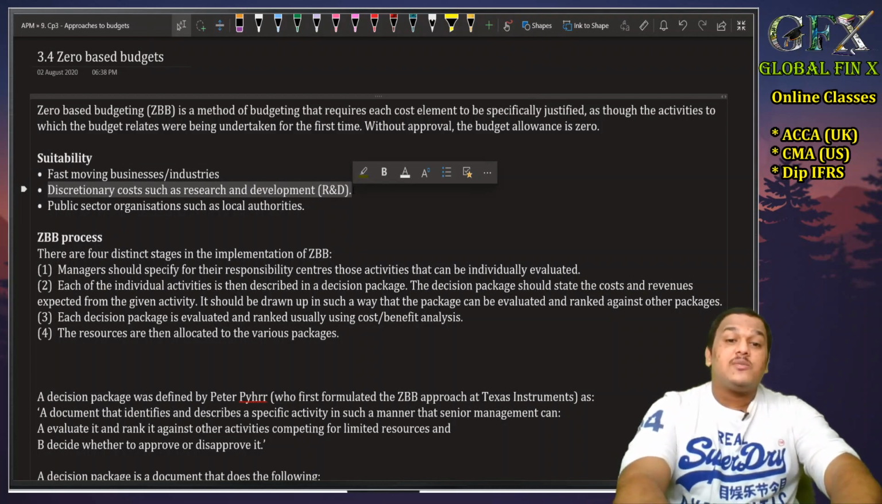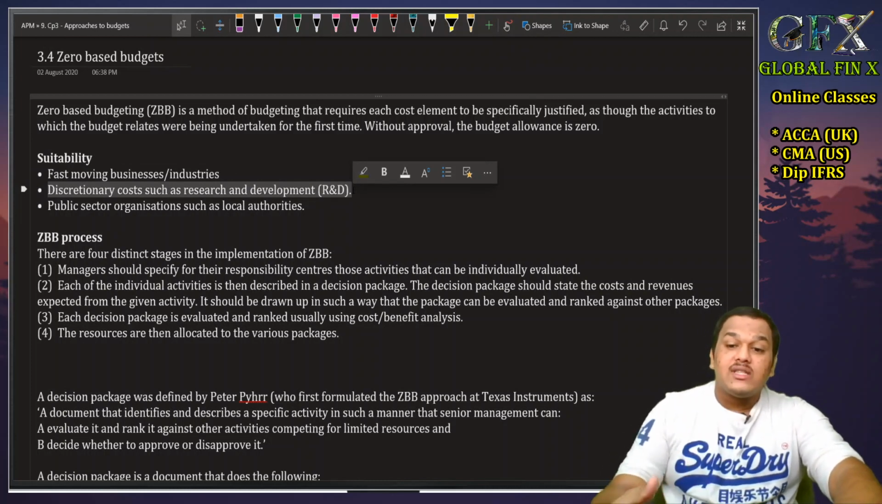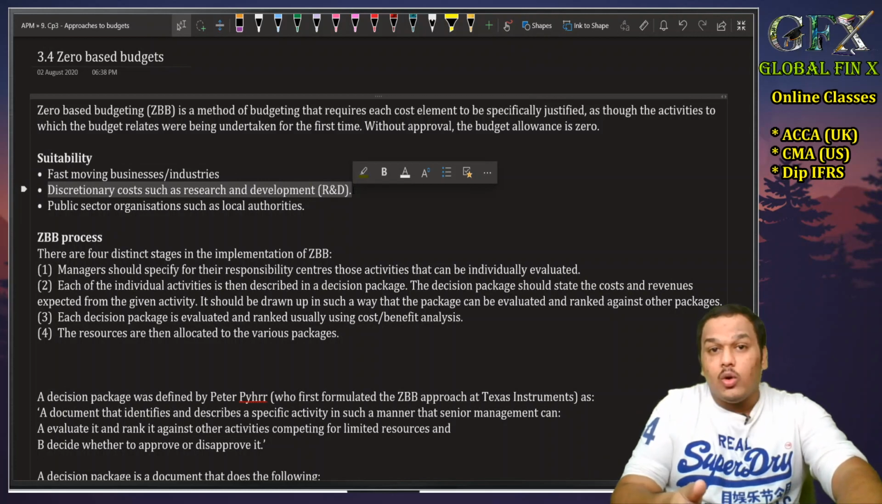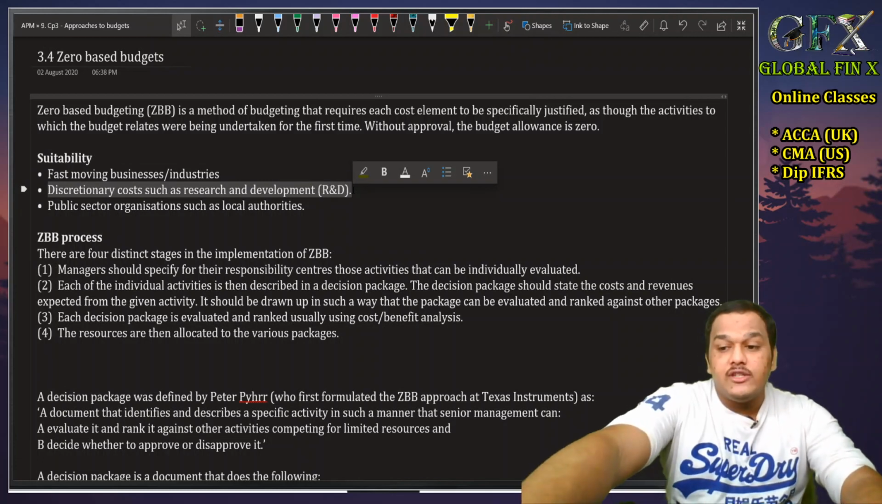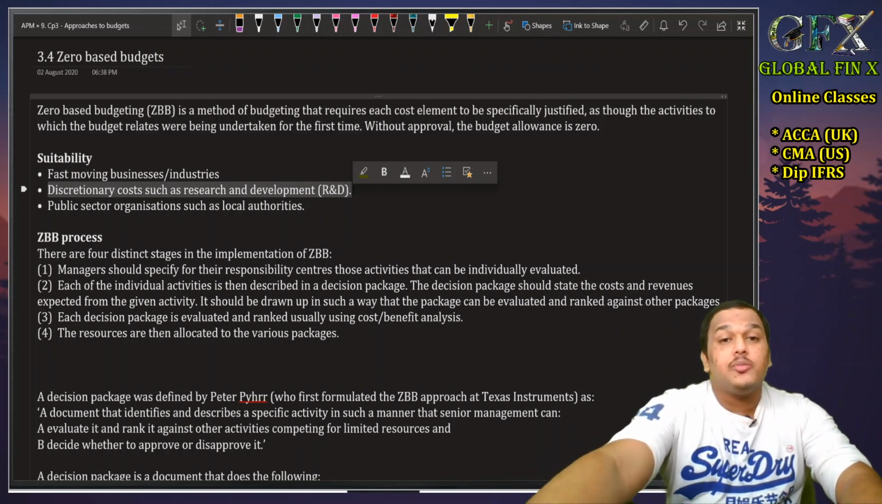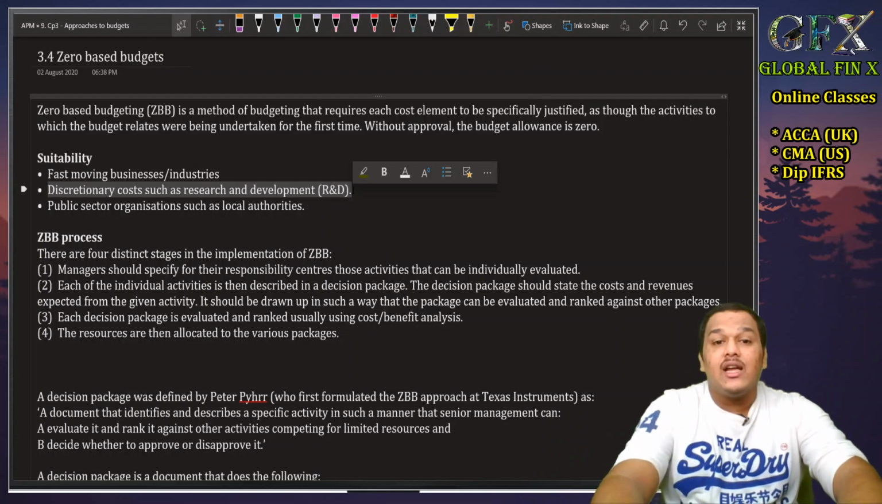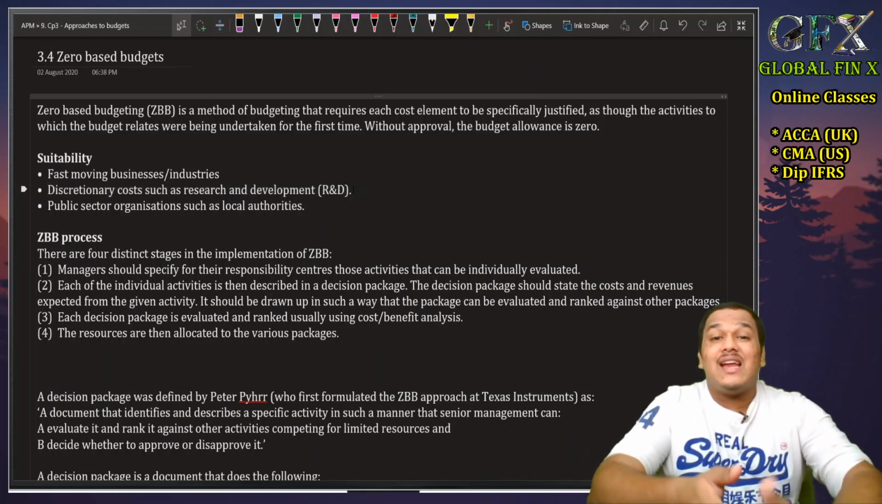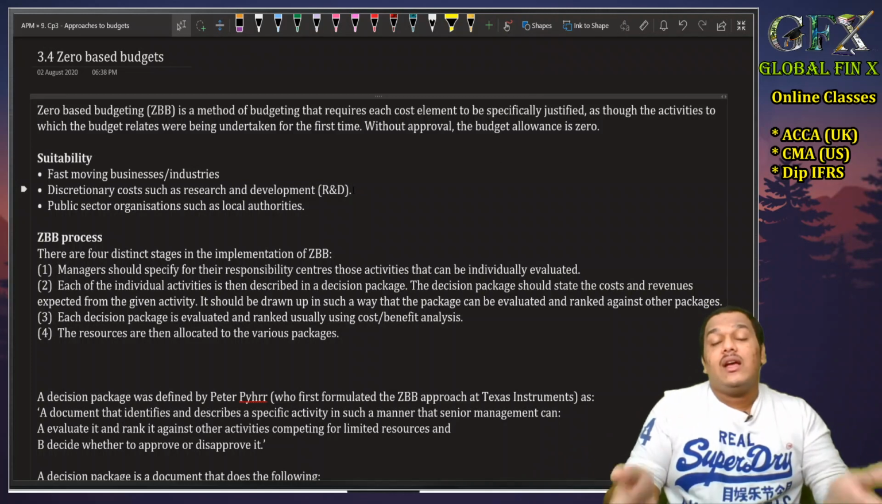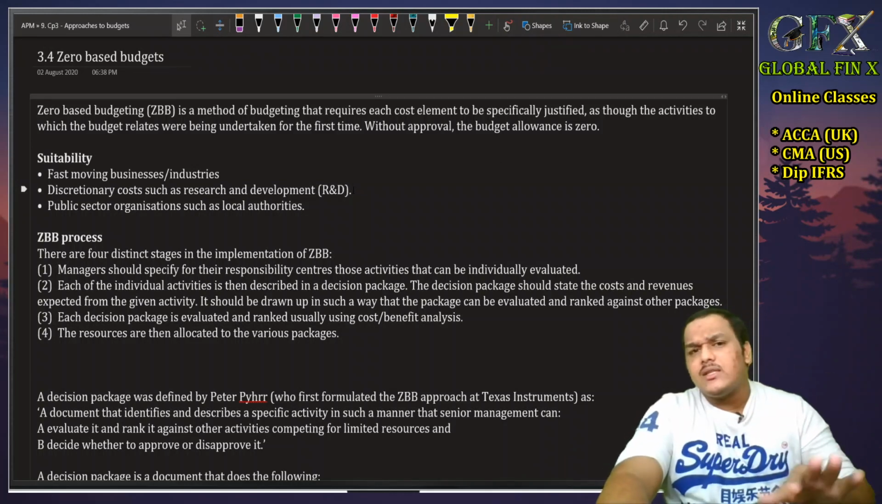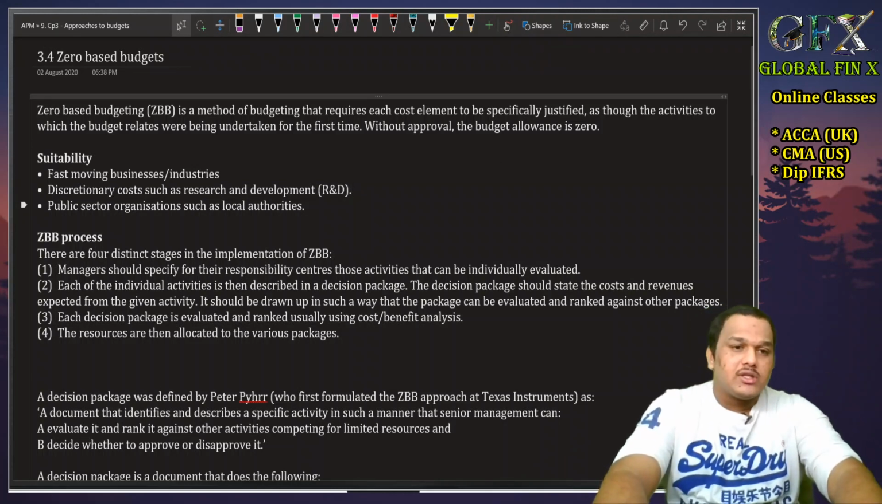Now, in zero-based budgeting, discretionary cost can be there because every time you are starting from zero, so you know how much cost needs to be incurred and you know how much discretion should be given. Every time you analyze how much research and development needs to be done, you can identify that. So, for zero-based, it's okay to have discretionary cost.